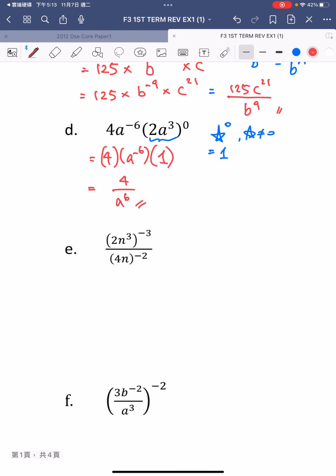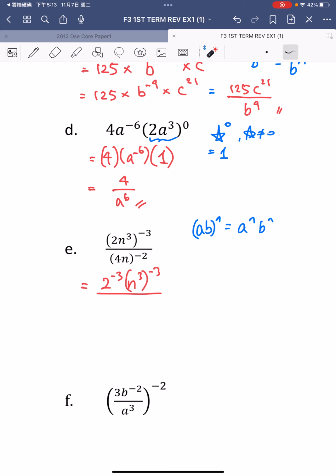For part E, we can use our formula that ab to the power of n is equal to a to the power of n times b to the power of n. So we can distribute this negative 3 to both the 2 and n cubed, which means that we have 2 to the power of negative 3 times n to the power of 3, all to the power of negative 3 again.